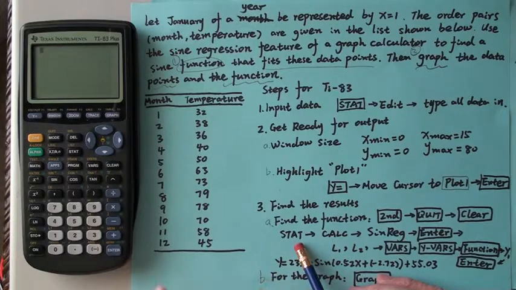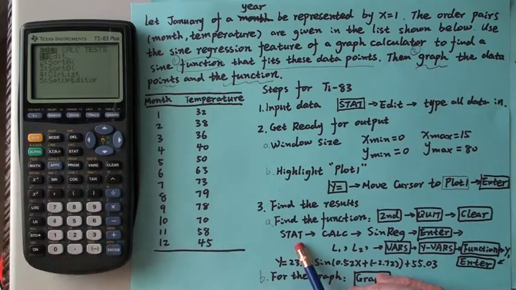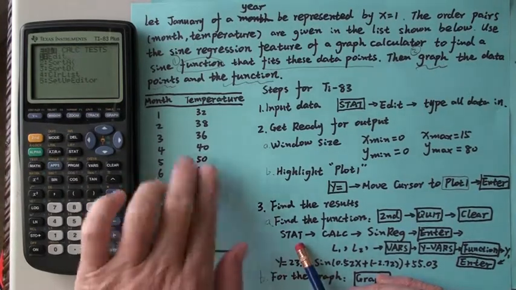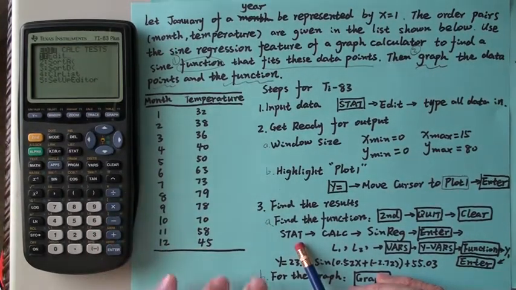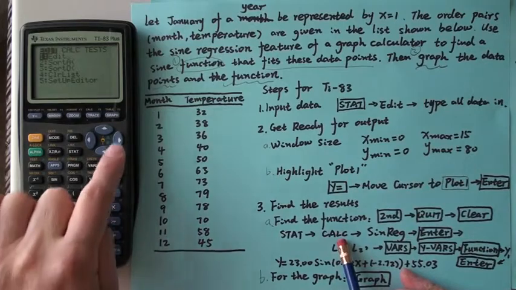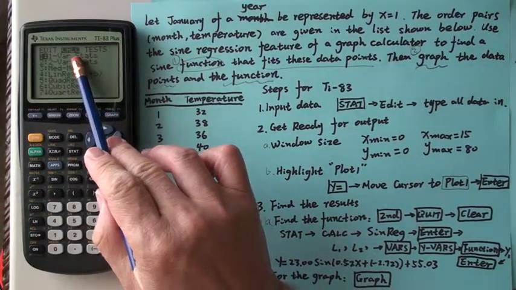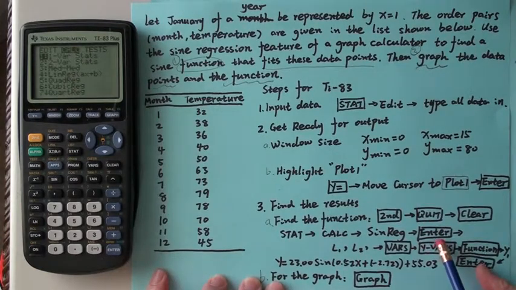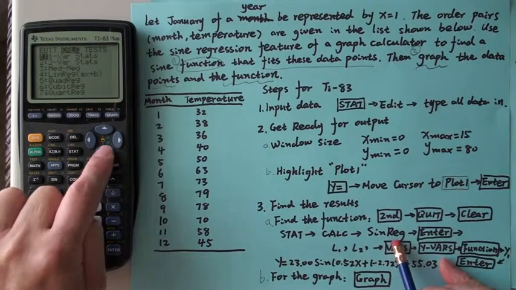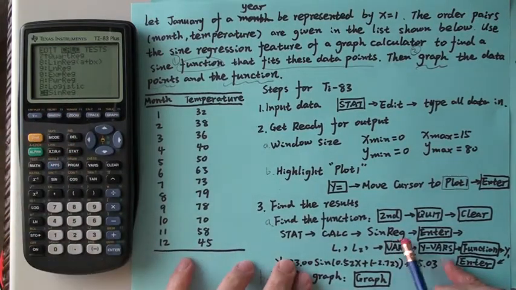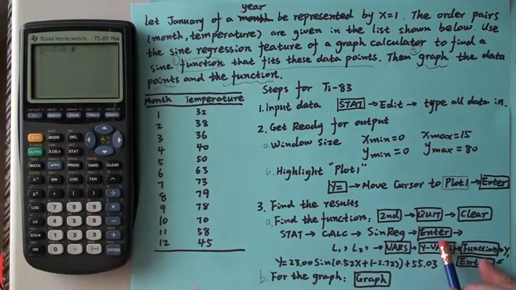Okay, you do stat. Yeah, when you hit 1, it goes to the state to input data, but not here. You want to do what? Calc. So move the cursor to calc. You see then this is highlighted. And then you want to do sine regression. That's down, very down to the bottom. Now, you see down here, sine regression. Now you got to hit the enter.